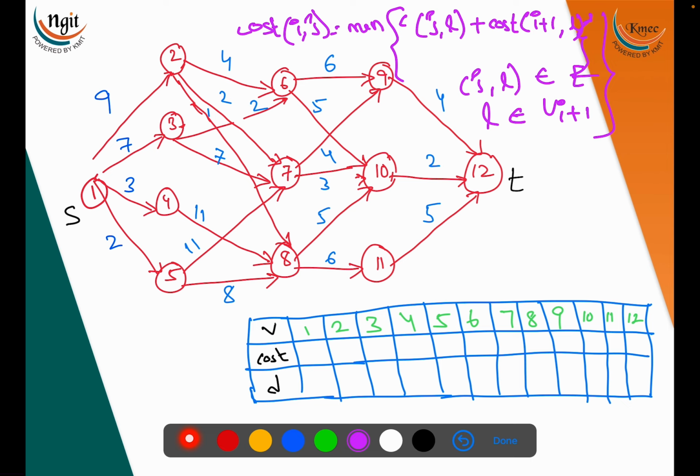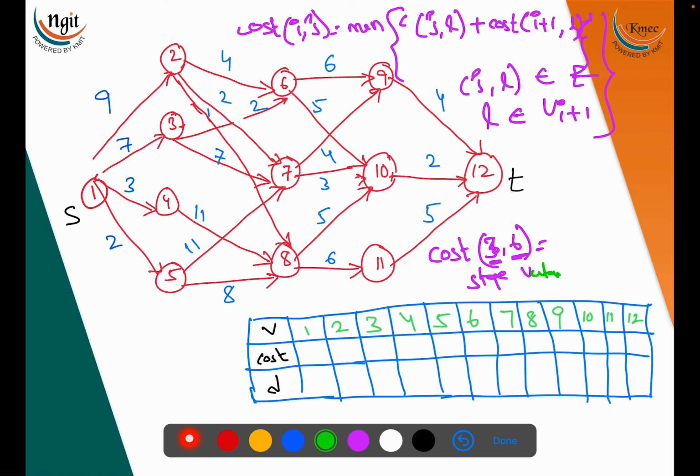So I am taking the example of cost 3 comma 6. What is 3? This is what you have to always keep in mind. 3 is the stage, and j is the vertex. Now, how to calculate cost 3 comma 6?